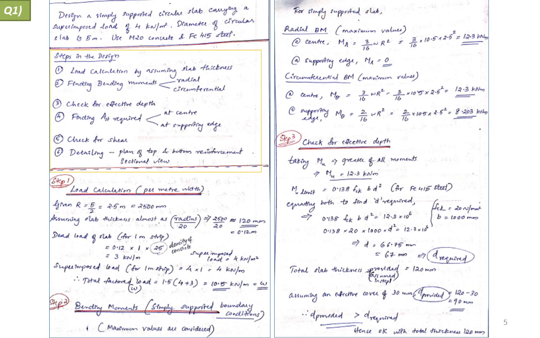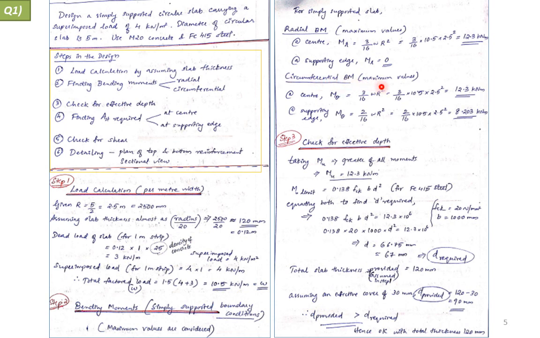So for a simply supported slab, if you observe the radial bending moment, the maximum value is at the center. You can cross check it with the table given before. At the center, MR is equal to 3 by 16 WR square and at the supporting edge, MR is equal to 0. So the two extreme values are written here and we can see that the maximum value is 12.3 kN meter. That is 3 by 16 into W value 10.5 and R square, 2.5 square. So you get a value of 12.3 kN meter. Then at the supporting edge, MR value, the formula gives 0.